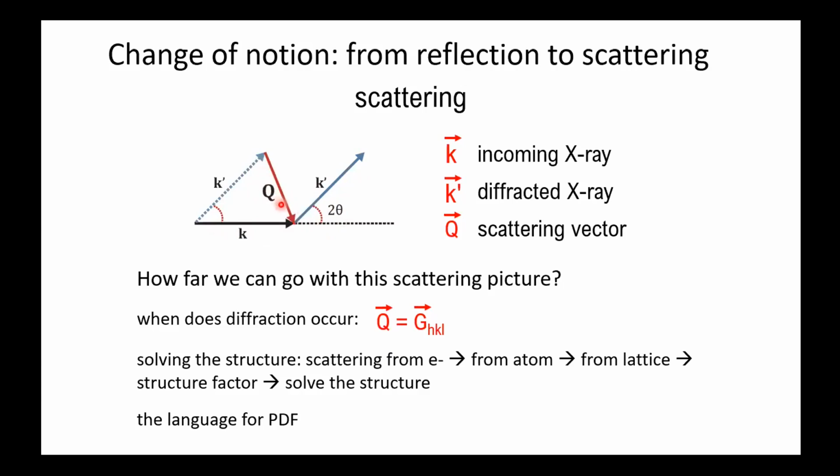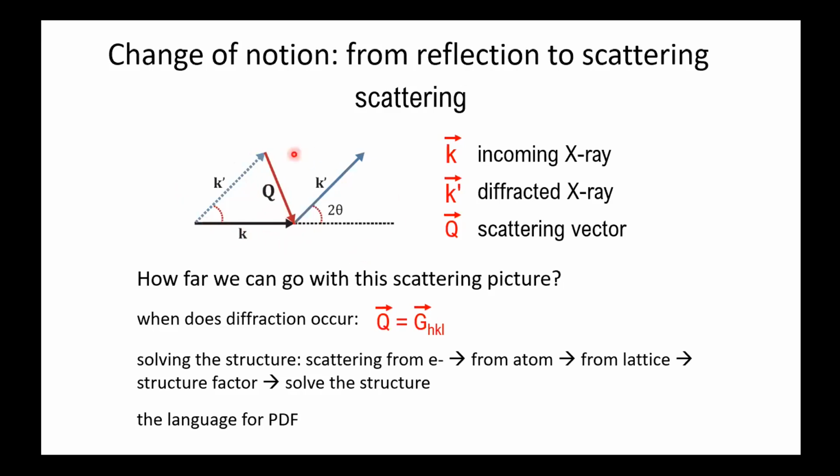is actually diffracted, the scattering vector, which is the difference between the incoming one and the outgoing one. So this is termed the Q vector, and this is very important. This Q vector is really the fundamental picture for us to understand XRD and to understand the PDF.